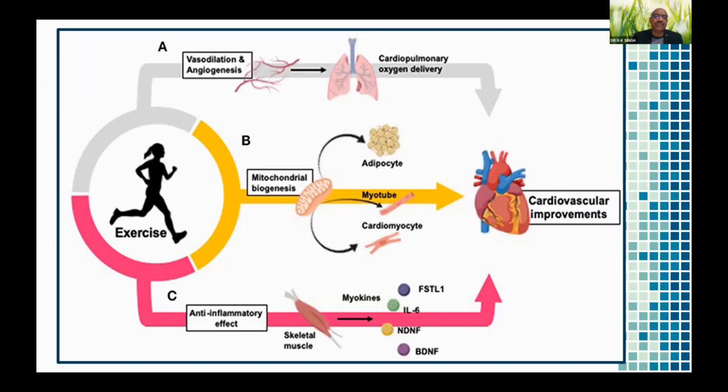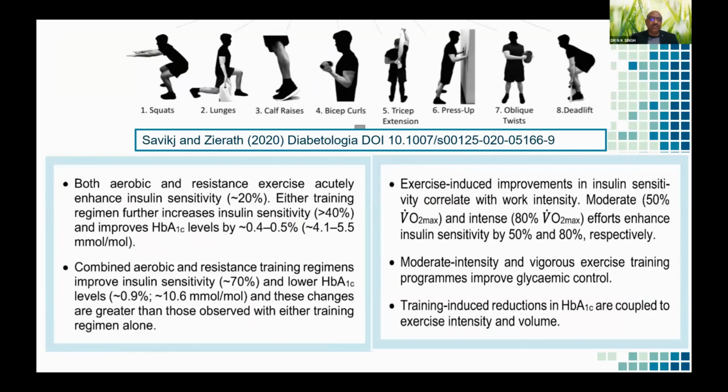And now we have lots of evidence that by doing exercise you can have mitochondrial biogenesis, anti-inflammatory effect, vasodilation, and angiogenesis, all leading to cardiovascular improvement. Even if you combine aerobic and resistance training, they improve insulin sensitivity. You see it in the tune of 70% and lower the HbA1c levels, something around 0.9%. So you can see, combining aerobic and resistance exercise is so much important.